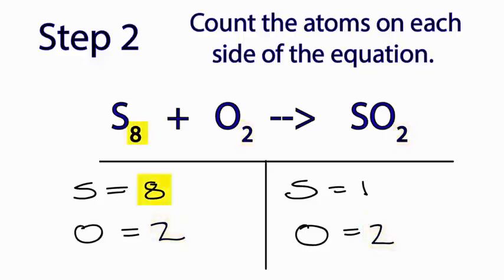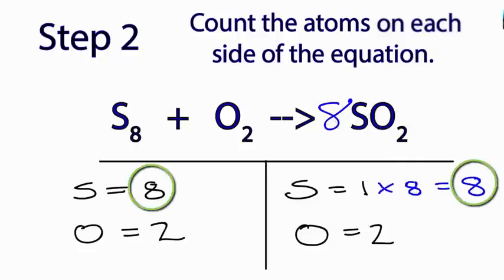But the sulfur atoms, we have 8 on the left side, the reactants, and only 1 on the right. Well, to fix that, I can change the coefficient in front of the sulfur on the right and make that an 8. So if I put an 8 here, that means 8 times the 1 sulfur. That'll give me 8 sulfurs. And now my sulfurs on both sides are 8.